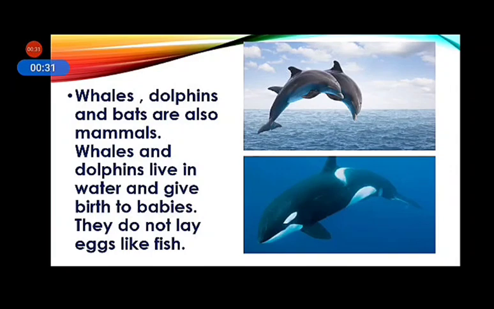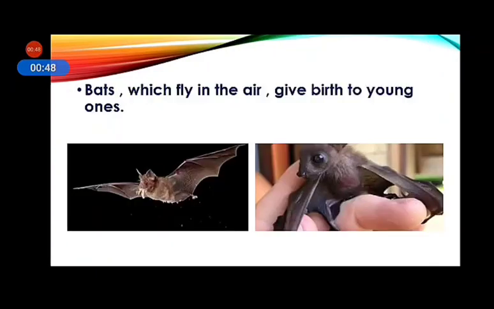Whales, dolphins and bats are also mammals. Though whales and dolphins live in water, they are mammals. They give birth to babies and they do not lay eggs like fish. Bats, which fly in the air, give birth to young ones. This is the picture of adult bat and this is the young one of bat.